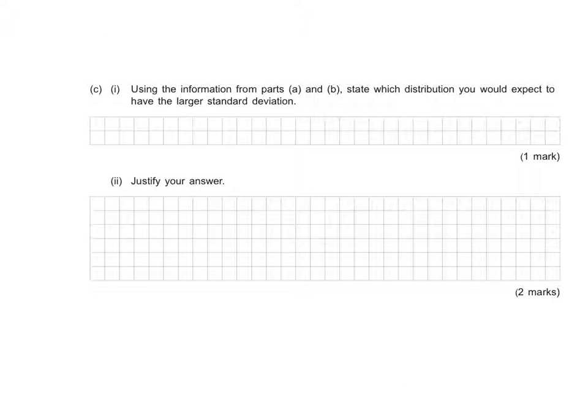Now, using the information from part A and B, state which distribution you would expect to have the largest standard deviation. You can just answer f of x or g of x. I am going to say g of x, the second probability function, will have a larger standard deviation. Then in the next part they are asking us to justify the answer.